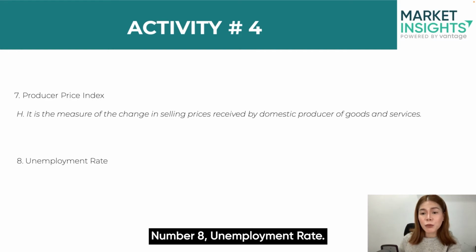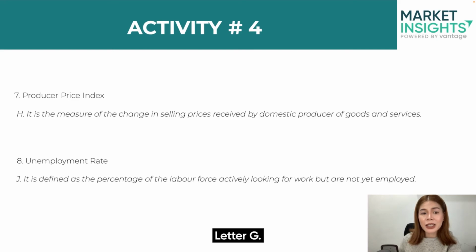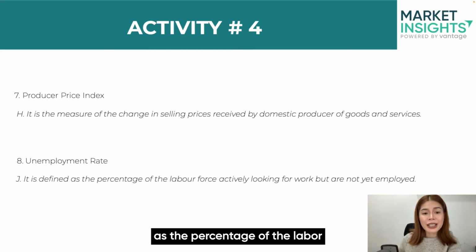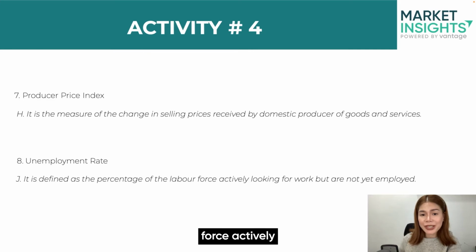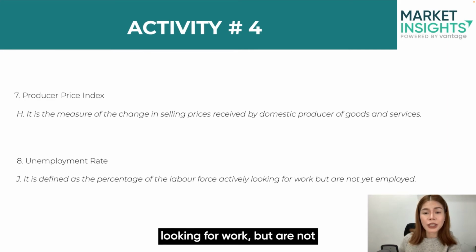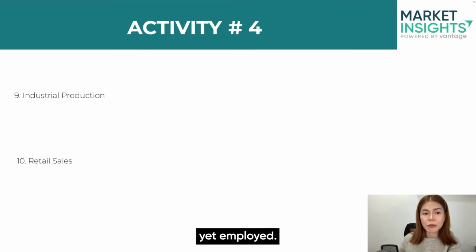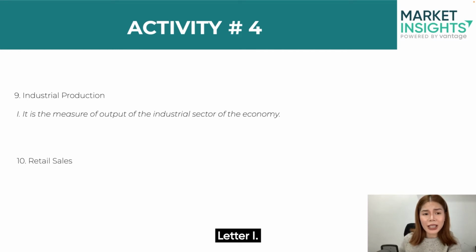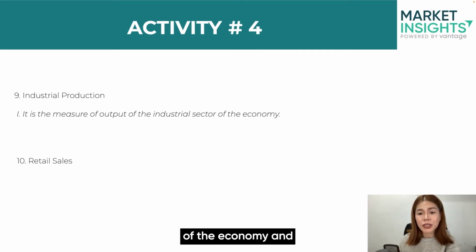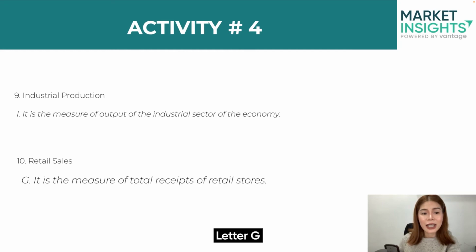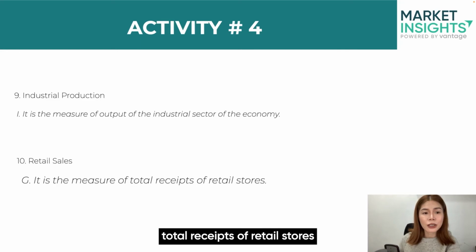Number 8, Unemployment Rate. Letter J. It is defined as the percentage of the labor force actively looking for work but not yet employed. Number 9, Industrial Production. Letter I. It is a measure of output of the industrial sector of the economy. And number 10, retail sales. Letter G. It is the measure of the total receipts of retail stores.